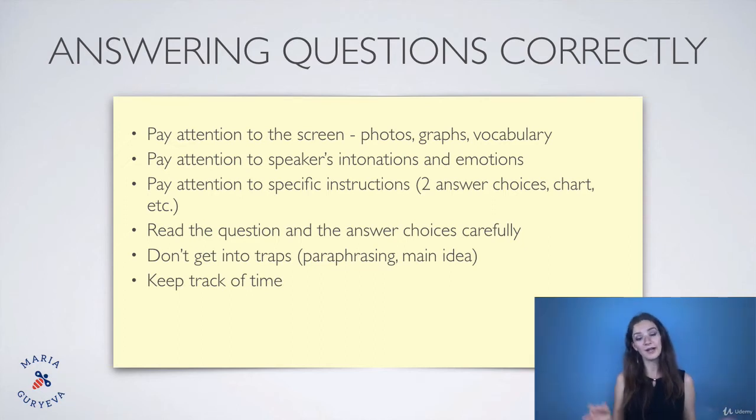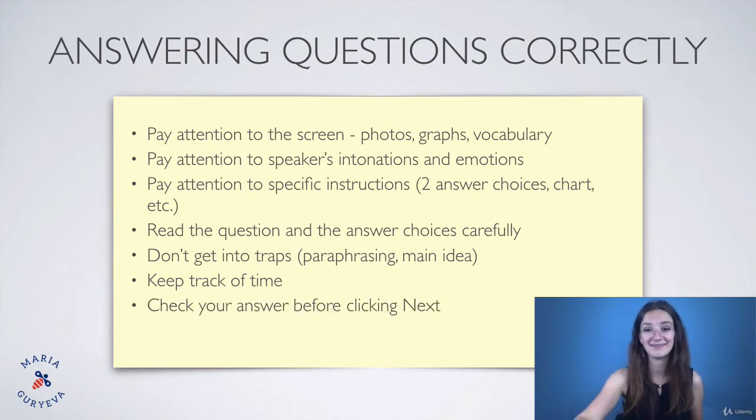Keep track of time. Of course, TOEFL is a very time-limited test, and in the listening, it's also a problem. So while you're practicing, try to have a timer on your phone and practice on time. It will help you a lot to successfully pass the listening section.